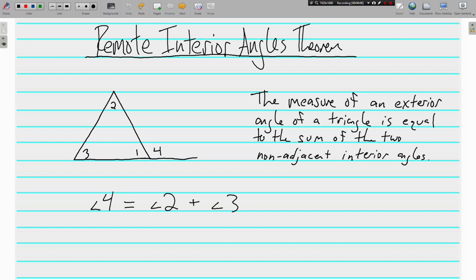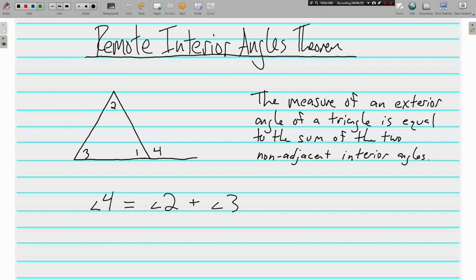In the last video we talked about the triangle sum theorem. This is another theorem, the remote interior angles theorem. What this one says is that the measure of an exterior angle of a triangle is equal to the sum of the two non-adjacent interior angles. It's kind of a mouthful, but it's really easy.